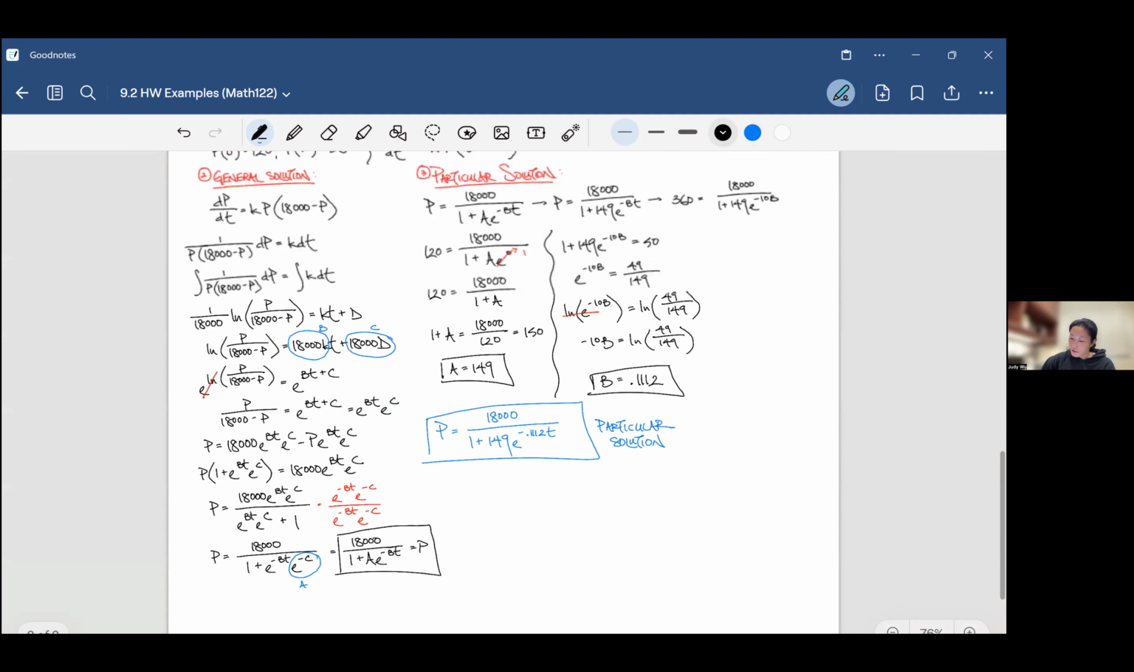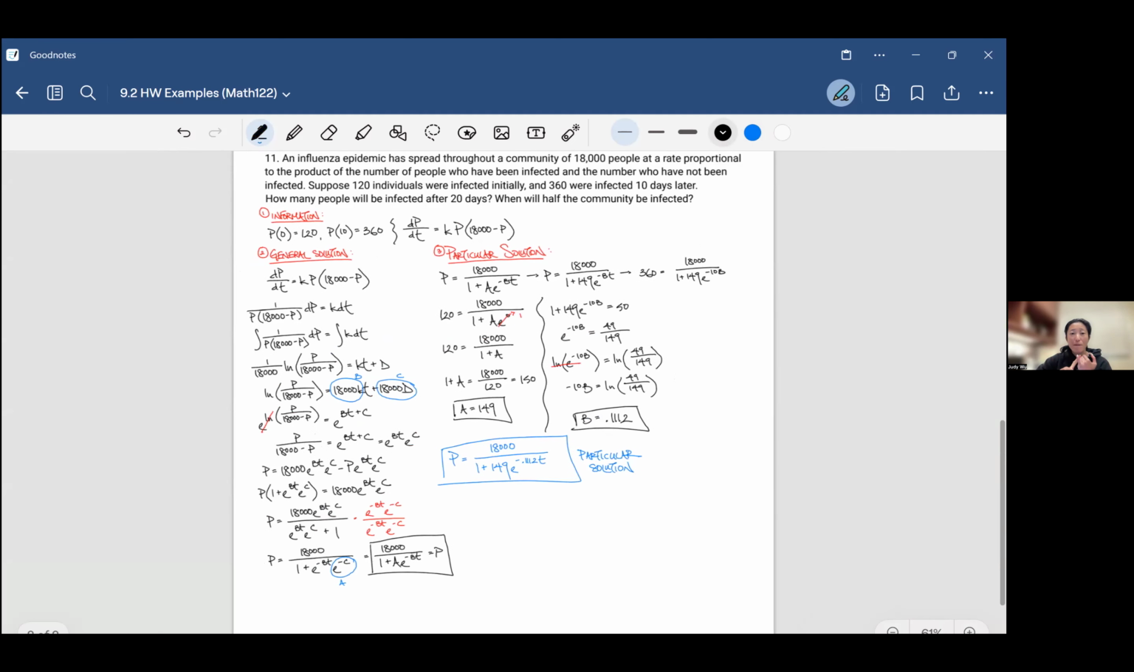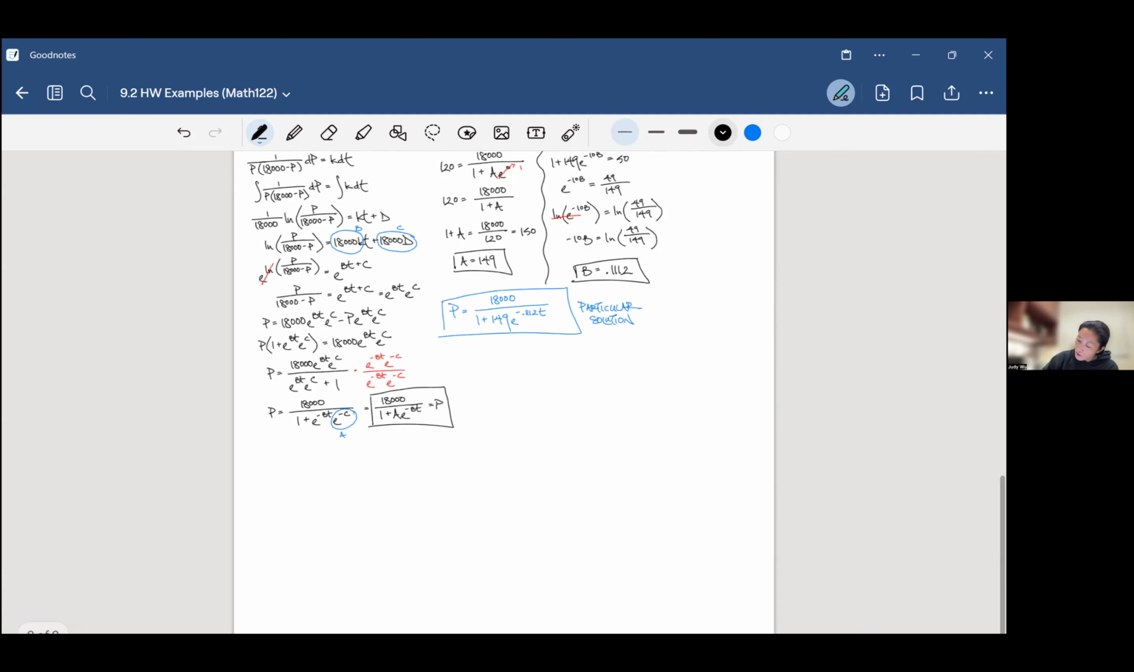All right. So we've done all of this work, right? We found our information, we found our general solution, we found our particular solution. Now we've got to figure out how many people will be infected after 20 days. So we're going to plug in 20 for t. And then we're going to ask, when will half of the community be infected? And we're going to have to solve for t. Okay. So we're in the home stretch.